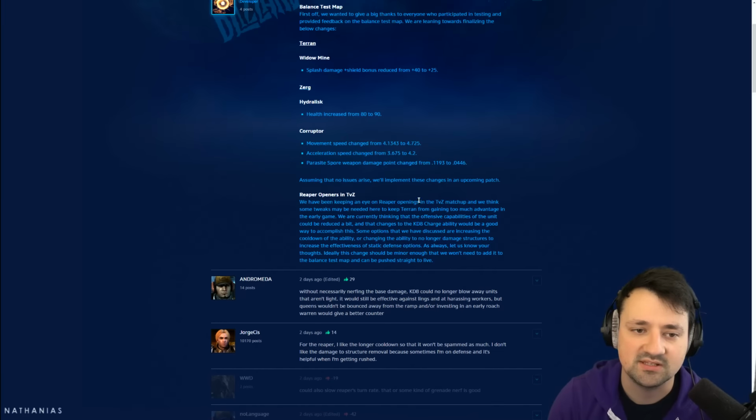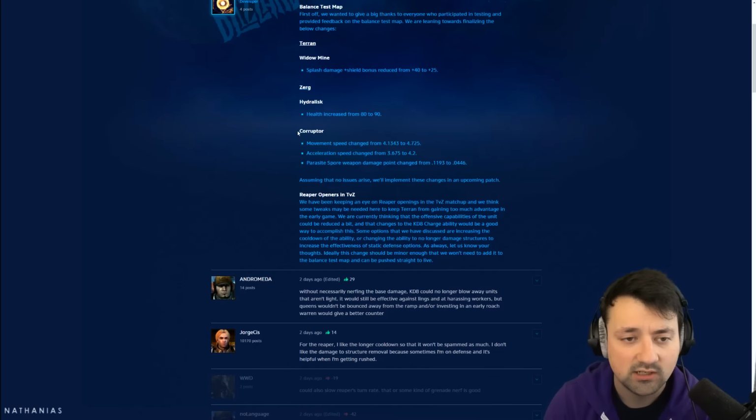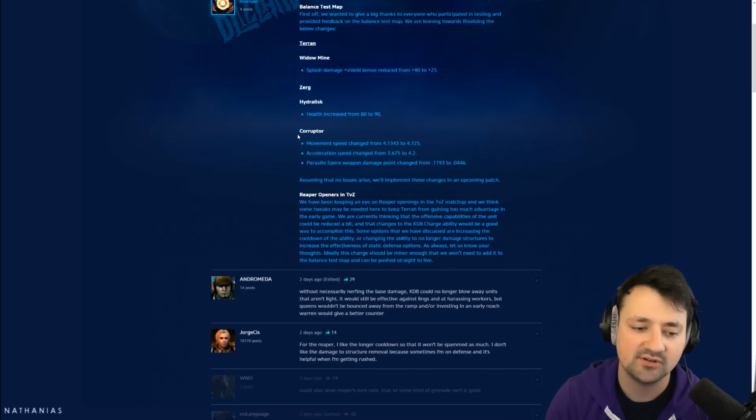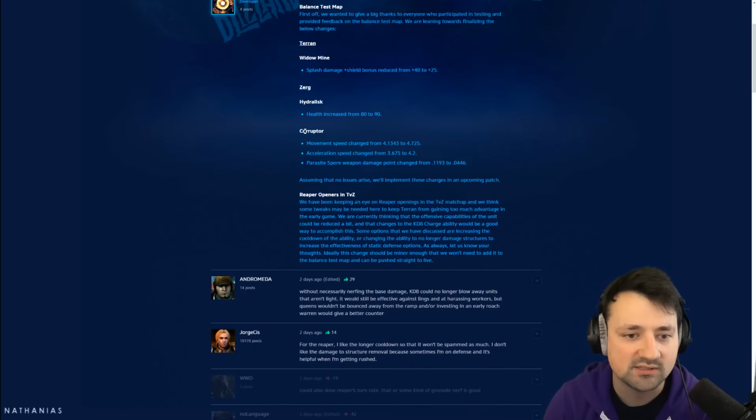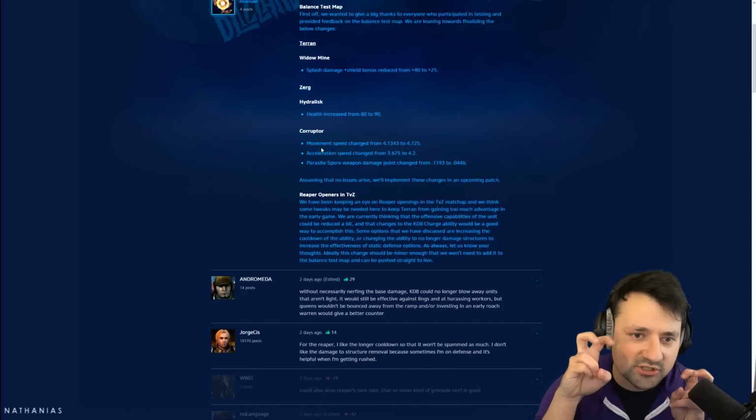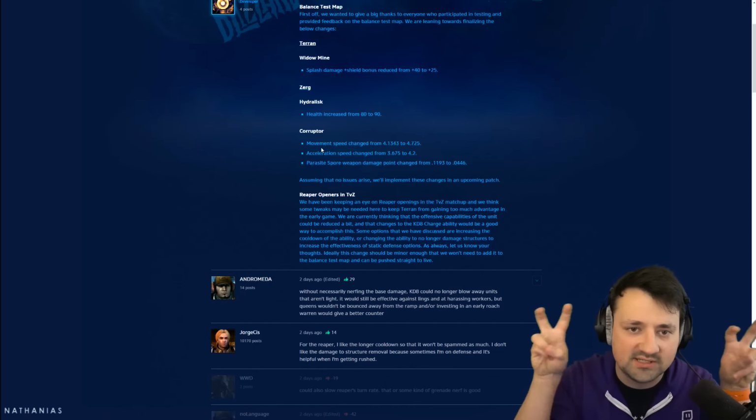So, to me, this feels like a really good patch for the Corruptor. I like this a lot. As far as balance goes, I don't really care. Corruptor's a boring unit. This is going to make the Corruptor a lot more useful in certain army compositions. And if it breaks your precious balance, it can always be fixed.